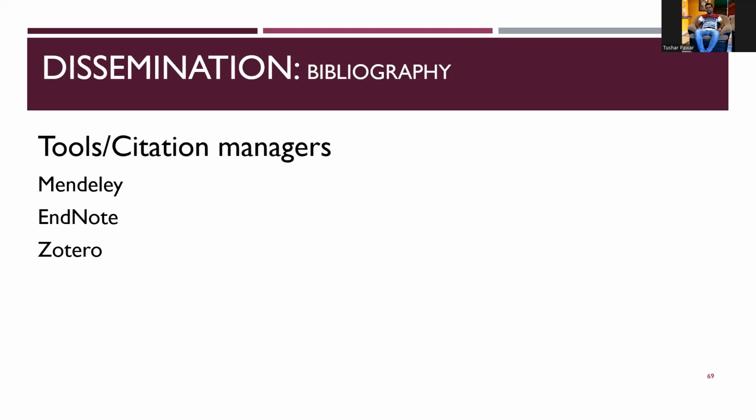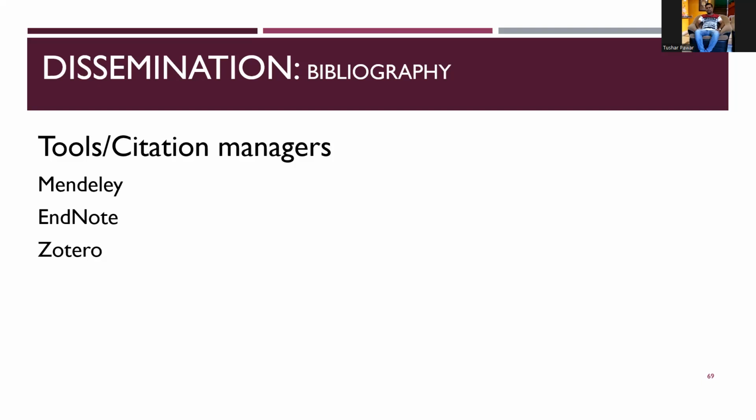Now, creating this bibliography is a very tedious task, and so there are citation managers. Nowadays, for all the articles that appear online, there is a cite option. If you click on the cite option, you can get the different ways of citation. You can just click copy from there and paste.